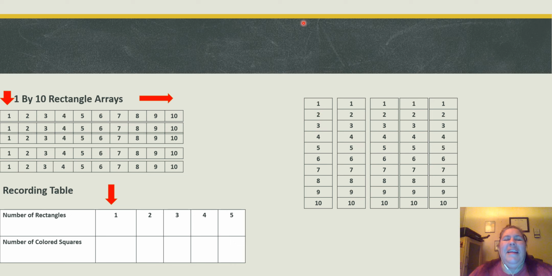Great. Now that you've done that, I would like you to draw 4 more arrays just like the first one. You don't have to number each square in your array like I did. I just did that to make sure I have 10 units in each of my 5 arrays. Now we're going to create a table, a reporting table with 2 rows and 6 columns. Your table should look like this.